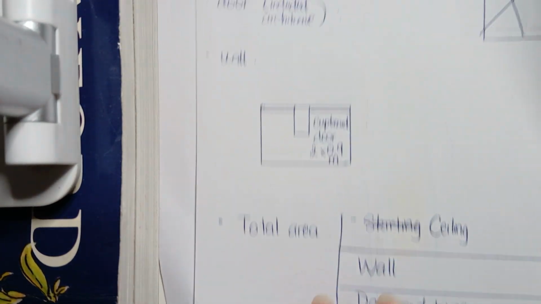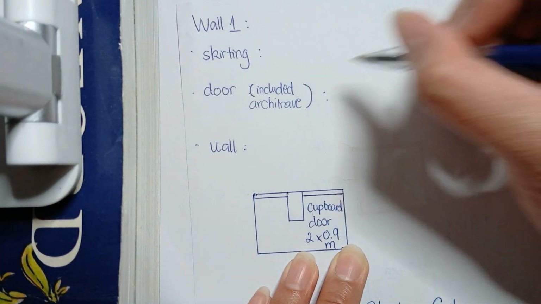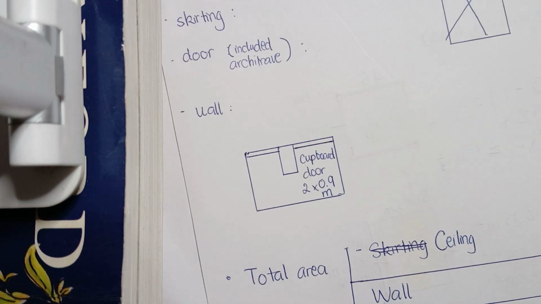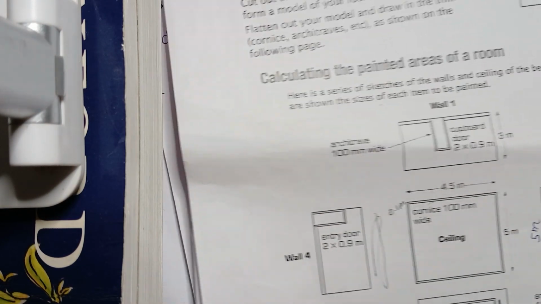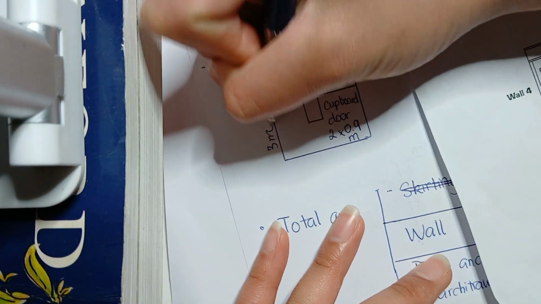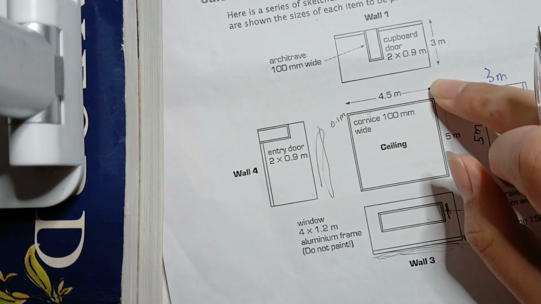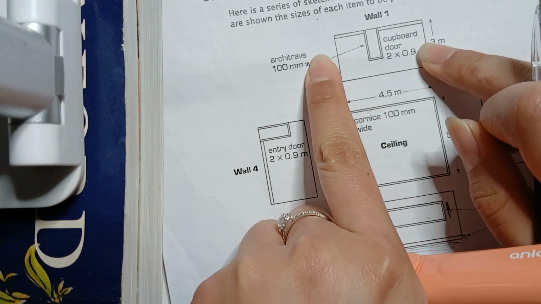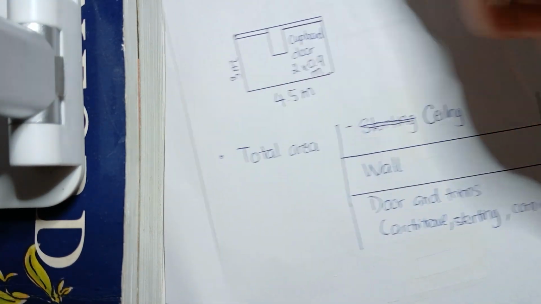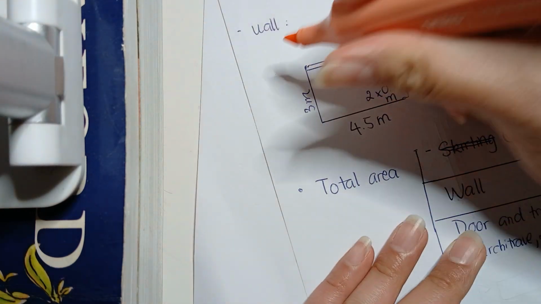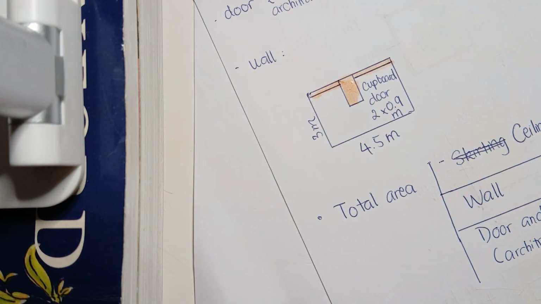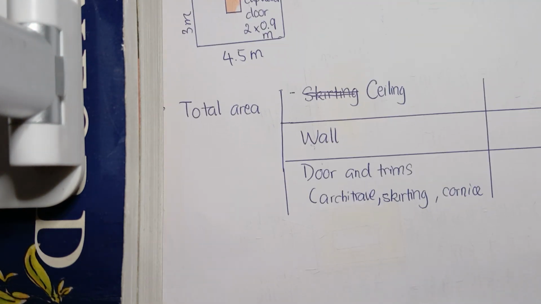Now we have wall 1 to work on. So the skirting, we have door, wall, and the skirting, the 3 parts to work on. And as I said, you have to look back at the plan to see the measurements, the dimensions. So we have 3 meters on the side, and we have 4.5 as the length. This part here, 4.5 meter. Alright, labeling, skirting, orange, door, orange. And we have the wall area, which is yellow.